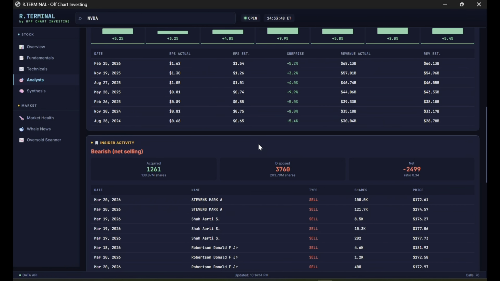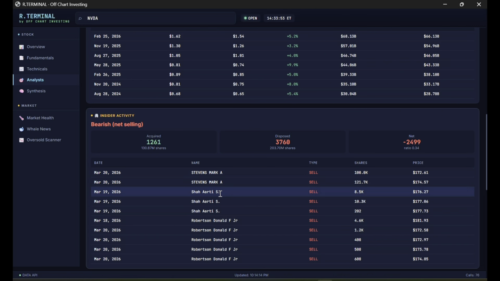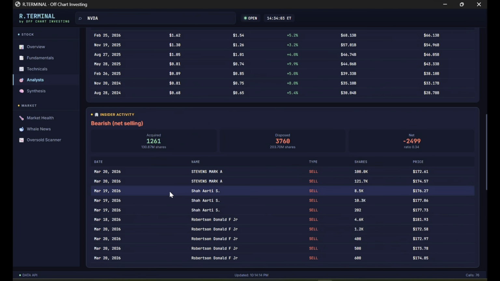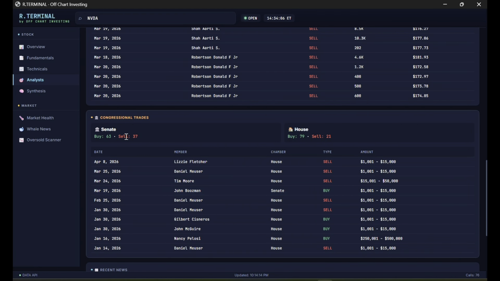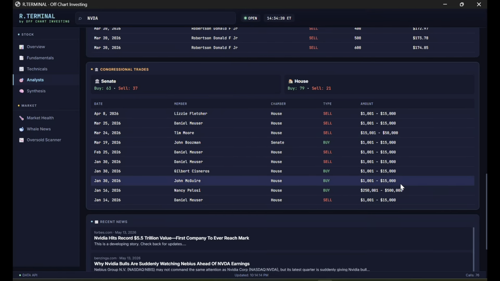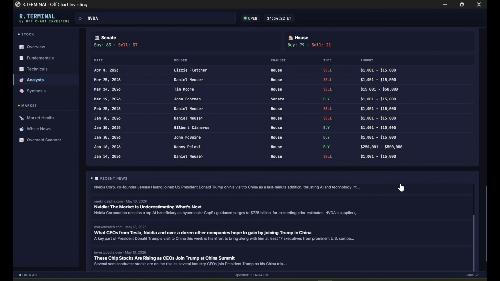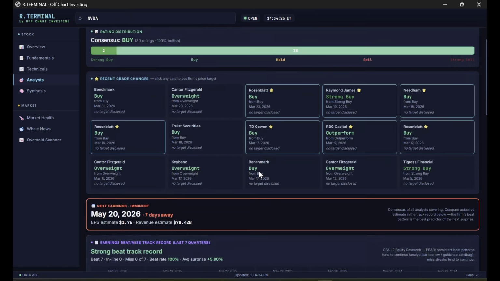I also added some other markers that I look at to understand the short-term impact, like how the insiders are trading. You see some insiders are selling more: 203 million shares sold versus 130 million shares bought by the insiders. You can look at the senators as well: 63 of the senators bought in the past period versus 37 sold. This is an example of the latest dates. And the House: 79 bought versus 21 sold. So this gives you an indication, and again, more news articles. This is how I look at the company.